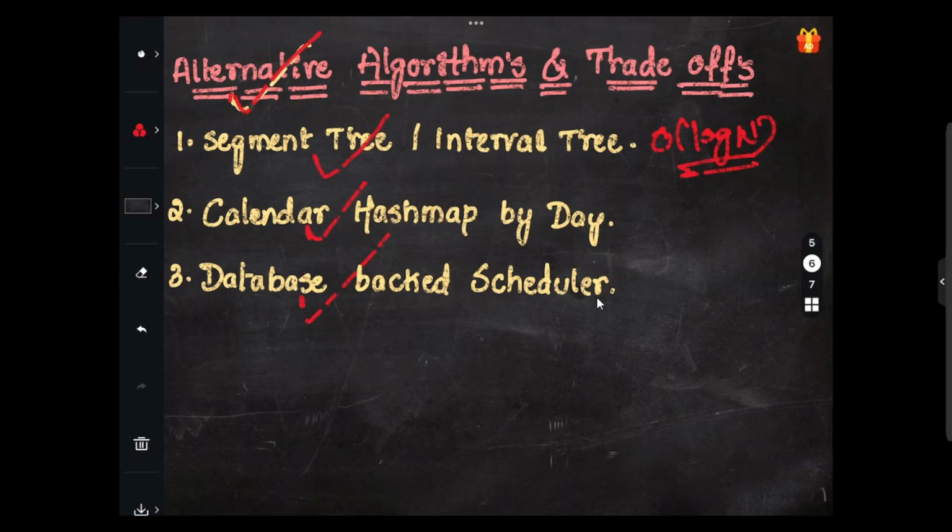This is it for the alternative algorithms and the trade-offs, right? So we have successfully designed the booking scheduler, calendar or booking scheduler, right? I hope whatever we have discussed along with the coding part is completely clear, man, right? So this is super simple and easy to understand, I believe.